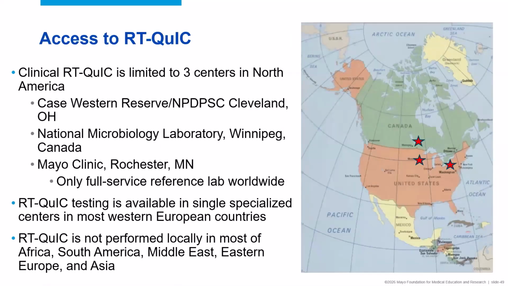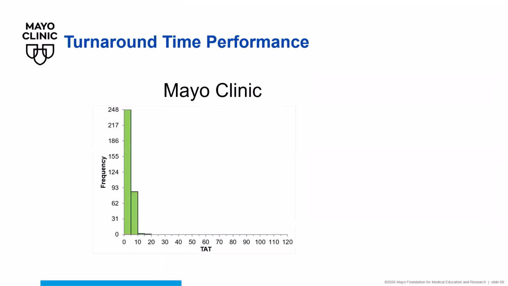I'm going to go through that. Again, RT-QuIC is very specialized. My understanding of the current state within North America is that there's the National Prion Center at Case Western Reserve, there's Mayo Clinic, and then there's the National Microbiology Laboratory in Canada that performs this testing. Its availability is, I would say, good in Western Europe and more spotty in Africa, South America, the Middle East, and Asia.